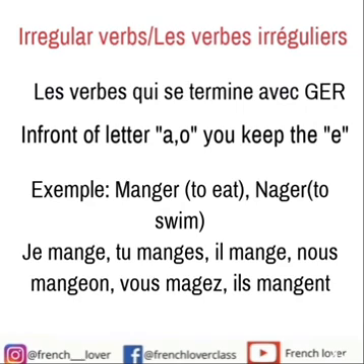Why? Because we had to maintain that J sound, like mange. But if we remove the E, it will be mangons, which would not have the J sound. So to have the J sound, we leave the E to give us mangeons. So in front of letter O or letter A, you leave that E in the middle.